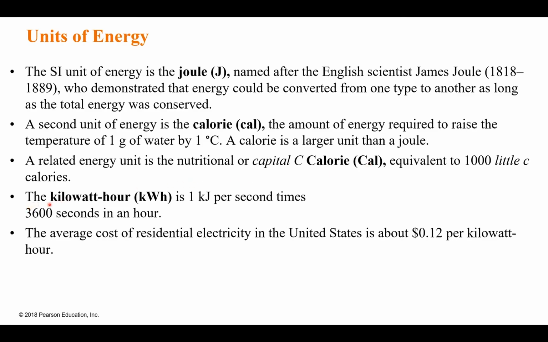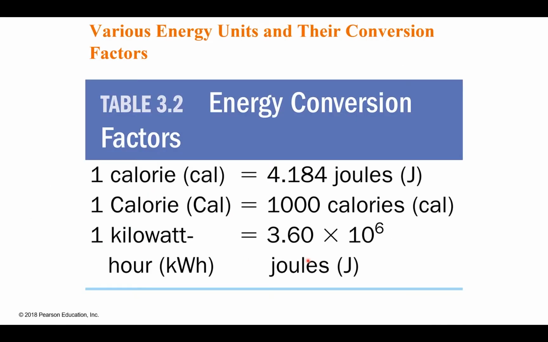So the kilowatt hour is 1 kilojoule per second times the 3,600 seconds in an hour. Okay, so you multiply it by this, you get kilowatt hour. 1 kilojoule per second multiplied by 3,600 seconds, you get kilowatt hour. These are the conversions between all that I gave you.